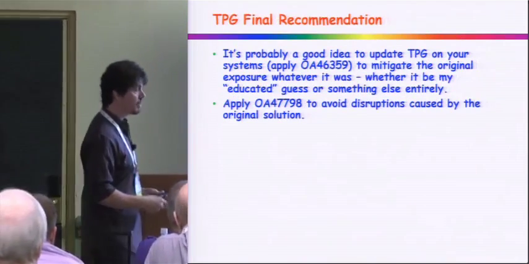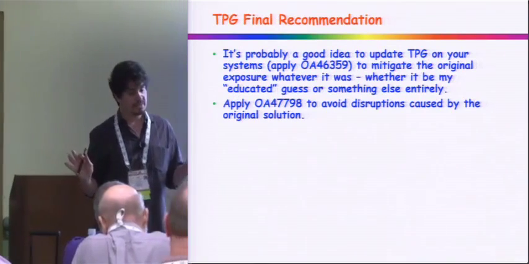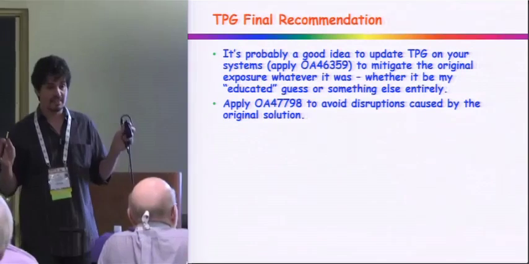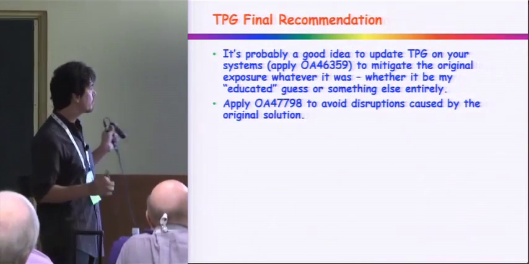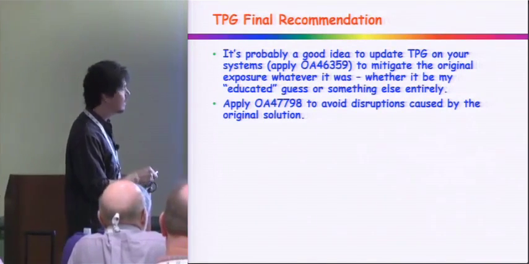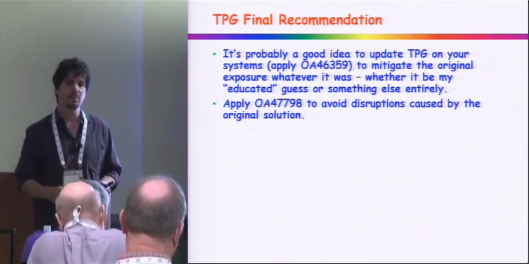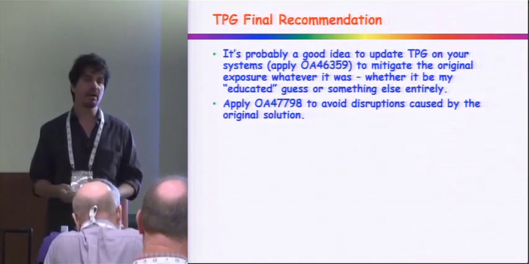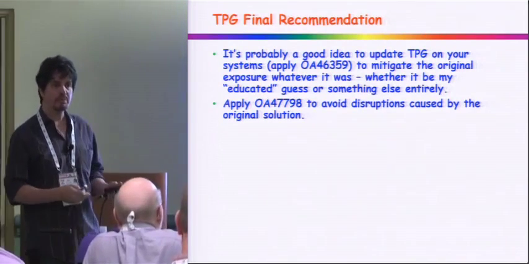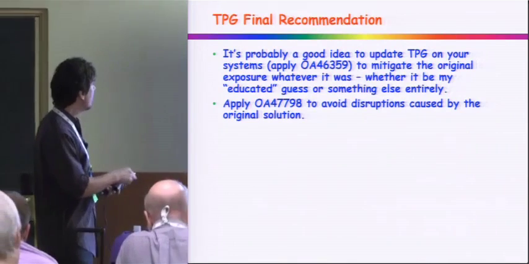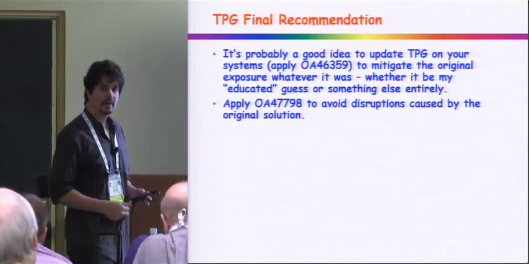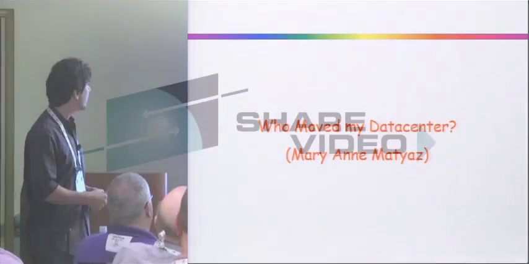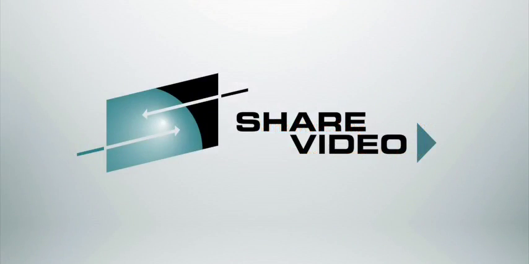And what I was going to recommend is, now, you know, it's either my educated guess or some other thing. I have no idea, honestly, no actual real knowledge about what the problem was. But it may be a good idea, probably is a good idea, to get that APAR installed. And then the fallout from that APAR, possible OC4s and products like ours and others, you may want to then add on this new one that we got opened up to avoid those disruptions. Okay?